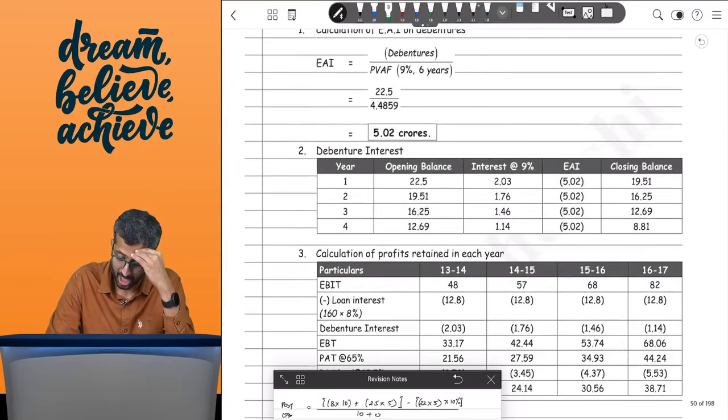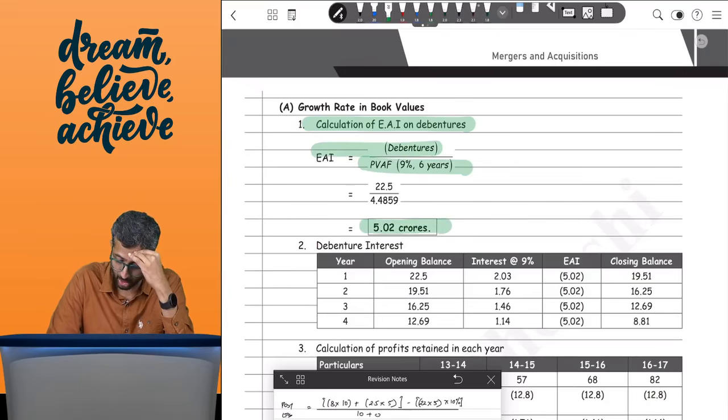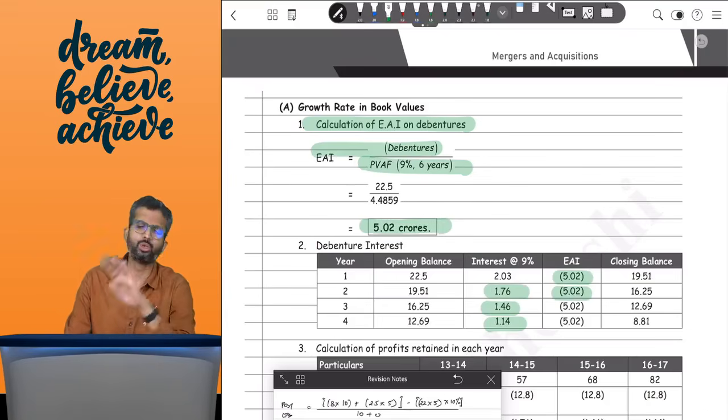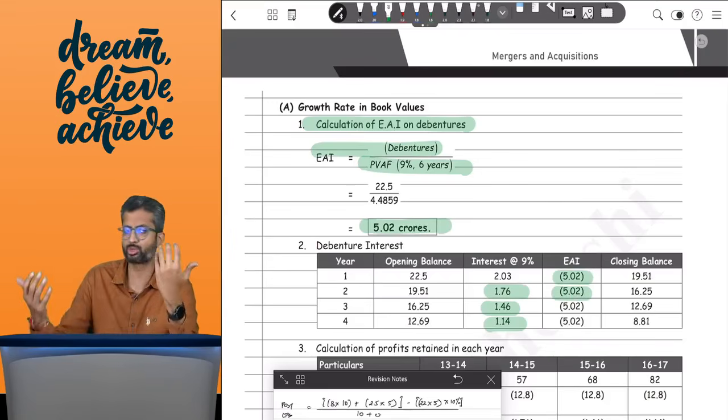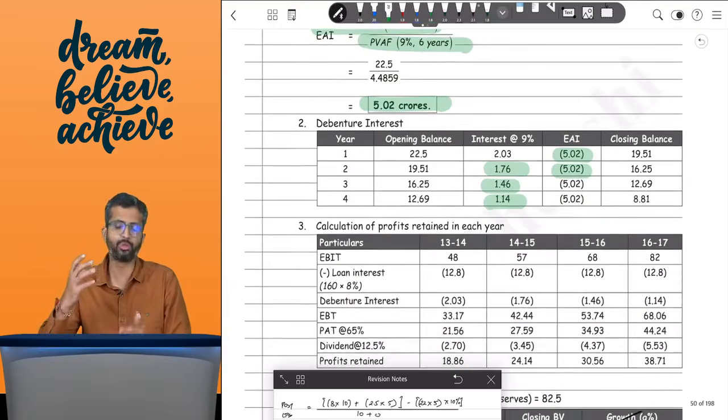and hence the contention of Mr. Smith is correct. Your important working over here would be to calculate this EI of debentures so that you can use this 5.02 and then find the future interest as well. You do need to do this only for 4 years, so the debentures will continue for 6 years and the loan for 8 years. We need to comment only for the first 4 years.